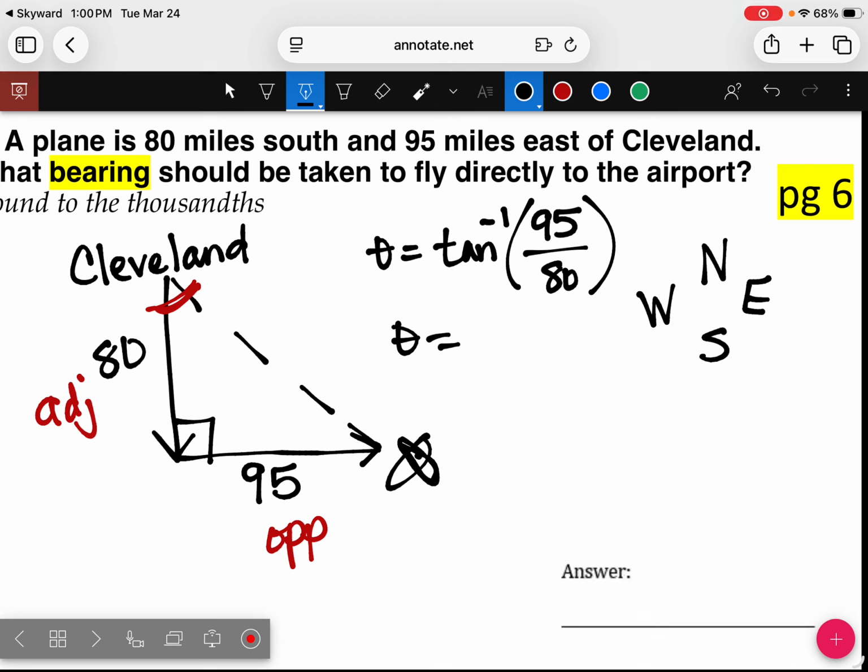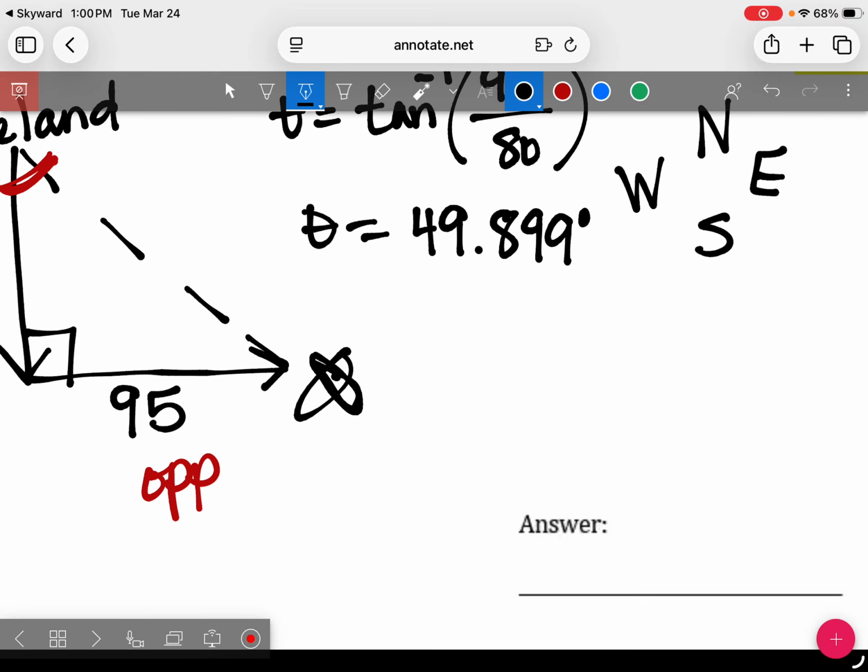Okay, so I got 49.899 degrees. Anybody else get that when you typed it in? All right, so let's put that for my answer.